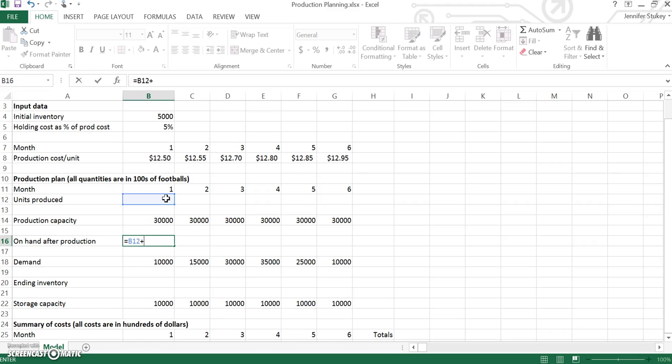Okay, and for month 1, that's going to be a little different. We're going to use our initial holding inventory. So it's going to be 5,000 because there's nothing here yet. But when we run Solver, this number is going to change.